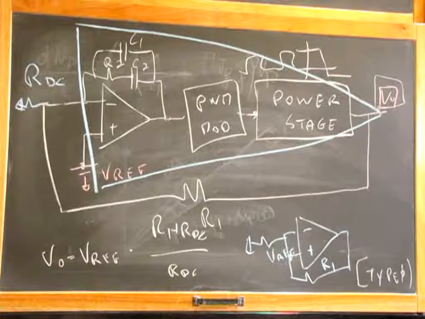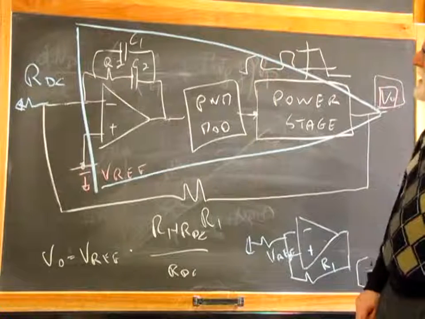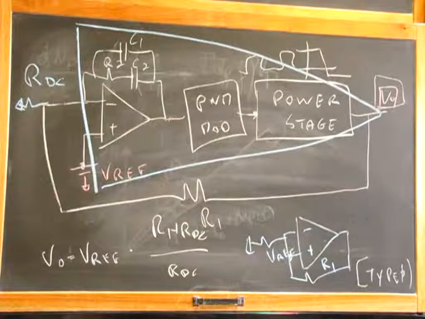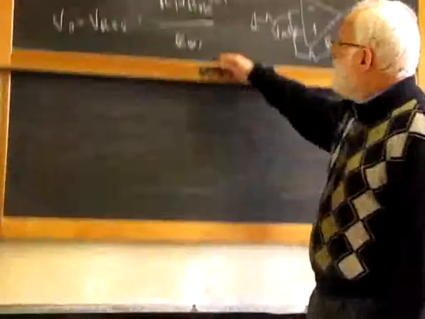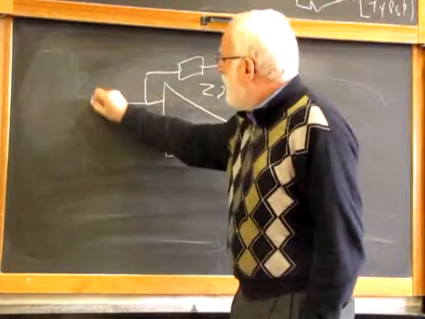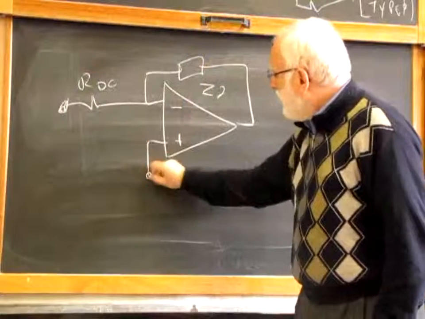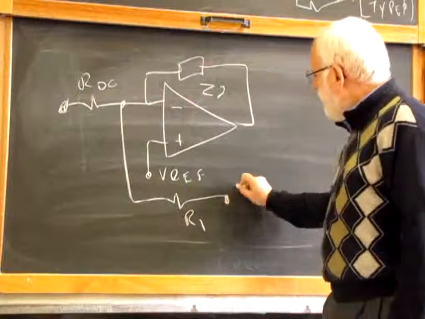Two questions that I could ask myself, or you could ask yourself, but you don't. Adding this RDC, does it change the loop gain of the system, does it change my phase margin, does it change my crossover frequency, and so on? Well, the answer is no, because let's look at the original op-amp compensation. This op-amp is something like this. I have here as impedance this Z2. Here there is RDC connected to ground, inverting, non-inverting, VREF over here, and from here I get R1, and here V0.